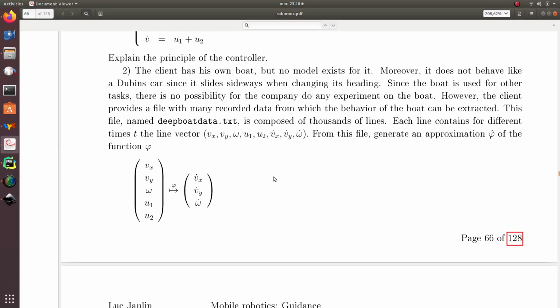Question number 2. The client has his own boat, but he has no model for it. It does not behave like a Dubins car since it slides sideways when it rotates, which is not the case for a Dubins car. So since the boat has to do some other tasks, there is no possibility, after discussion with the company, to do any experiment. Of course, we have plenty of data, and how from this data can I extract a model, a state space model for it. I will first explain this.